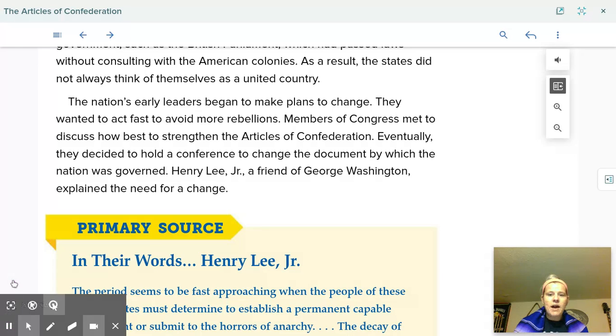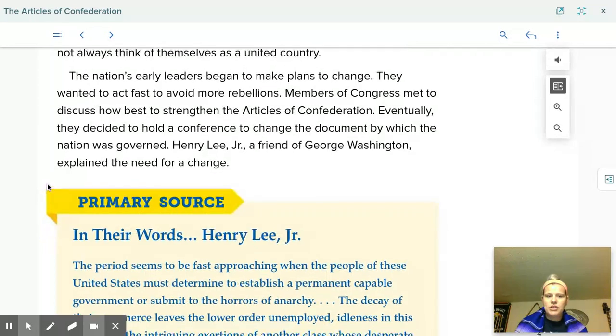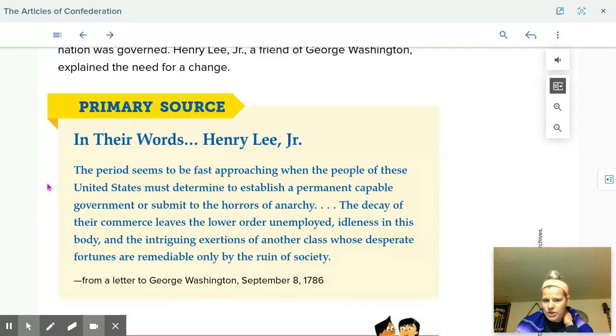Members of Congress met to discuss how best to strengthen the Articles of Confederation. Eventually, they decided to hold a conference to change the document by which the nation was governed. Henry Lee Jr., a friend of George Washington, explained the need for change. And so this is the primary source in their words from Henry Lee Jr.